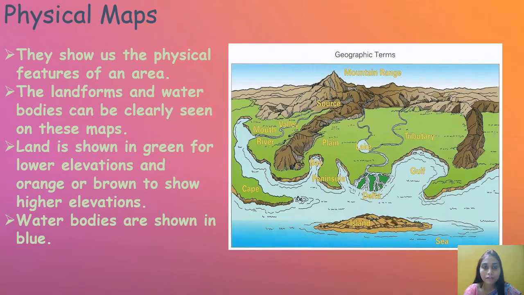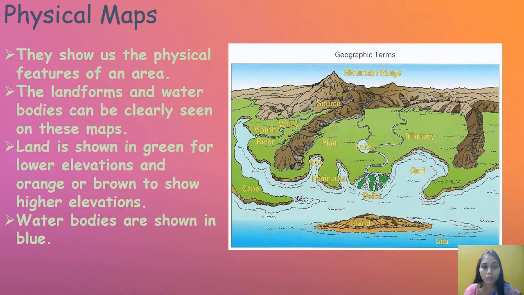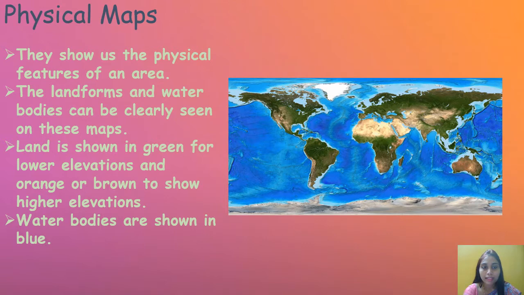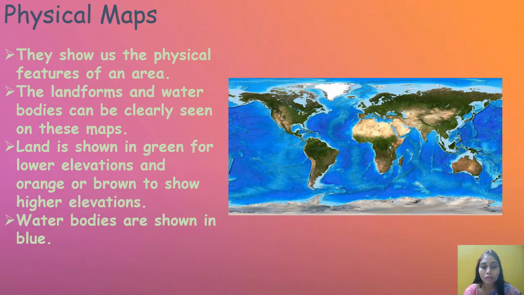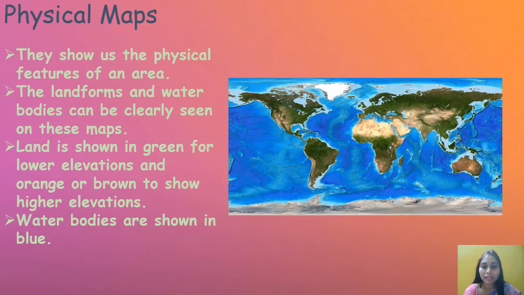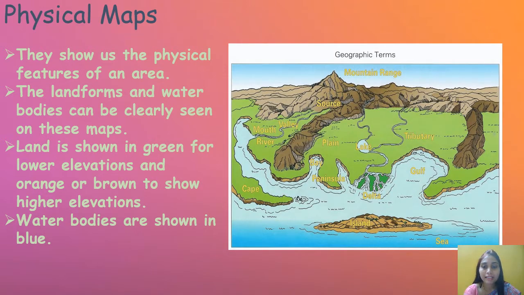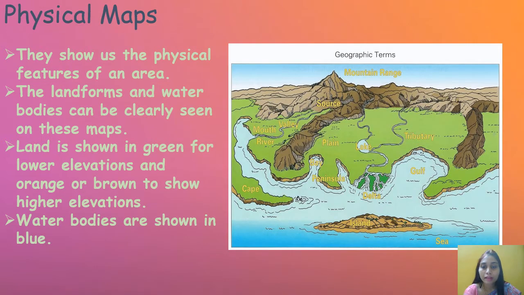First, let's start with physical maps. Physical maps show us the physical features of an area, like what? Like the land and water. So these landforms and water bodies can be clearly seen on the physical maps. The land is usually shown in green for lower elevations and orange or brown to show higher elevations. Elevations here means height. So for lower height, the land is shown in the color green, and for higher elevations, it is usually shown in the colors orange or brown. The water bodies are always shown in blue.